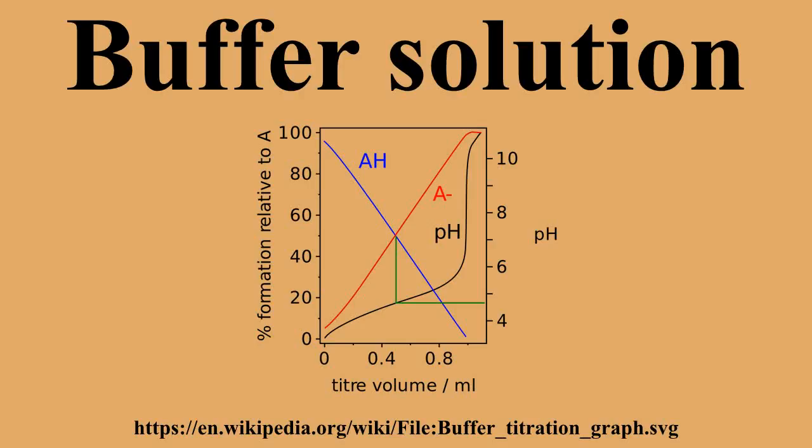A mixture containing citric acid, monopotassium phosphate, boric acid, and diethyl barbituric acid can be made to cover the pH range 2.6 to 12. Other universal buffers are the Carmody buffer and the Britton-Robinson buffer, developed in 1931.